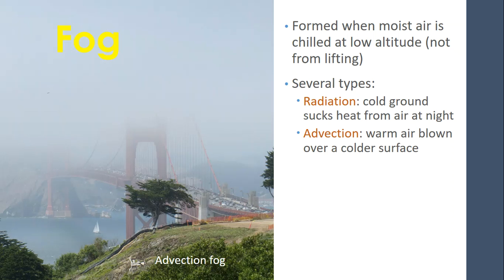Advection fog is when warm air blows over a colder surface. And so we see here in San Francisco at the Golden Gate Bridge, we're getting advection fog. And evaporation fog is over bodies of water.